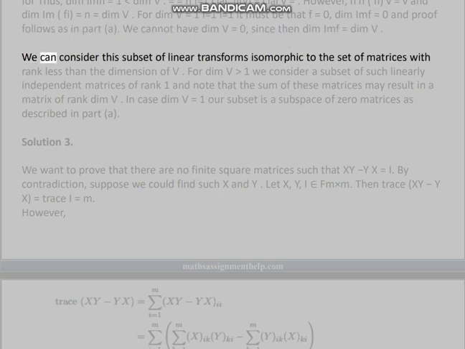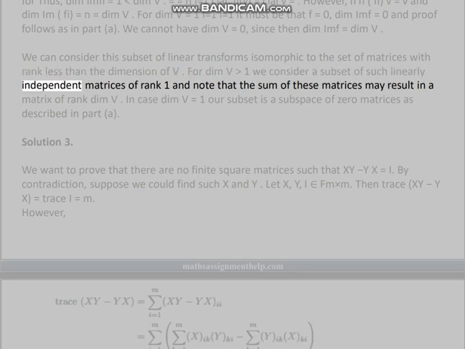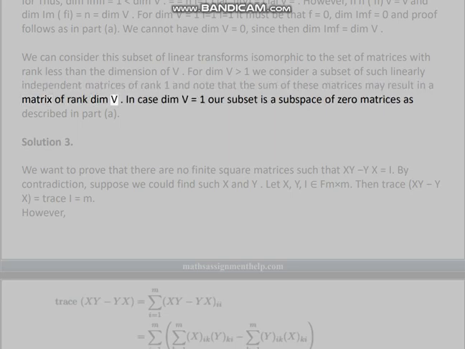We can consider this subset of linear transforms isomorphic to the set of matrices with rank less than the dimension of V. For dim V greater than 1 we consider a subset of such linearly independent matrices of rank 1 and note that the sum of these matrices may result in a matrix of rank dim V. In case dim V = 1 our subset is a subspace of zero matrices as described in part A.